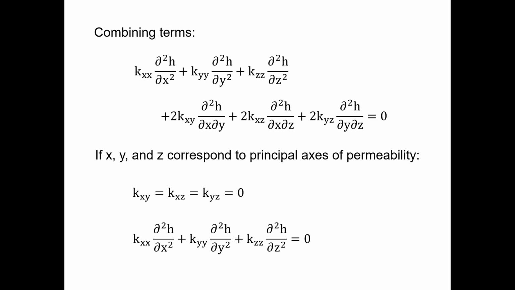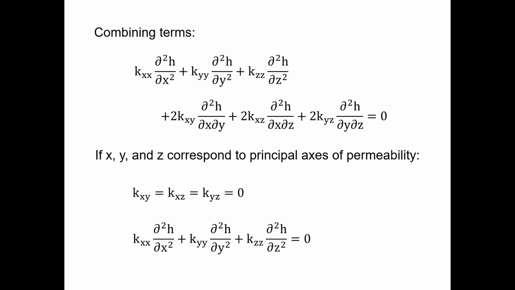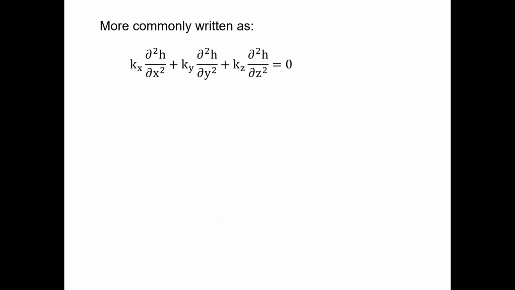And this is more commonly written. At this point, we typically get rid of that double subscript and just write it in this form: kx times the second derivative of head in the x direction plus ky times second derivative of head in the y direction plus kz times the second derivative of head in the z direction. That is basically the same thing we had here at the top, except we've gotten rid of those off-diagonal terms based on this assumption on the principal axis of permeability.